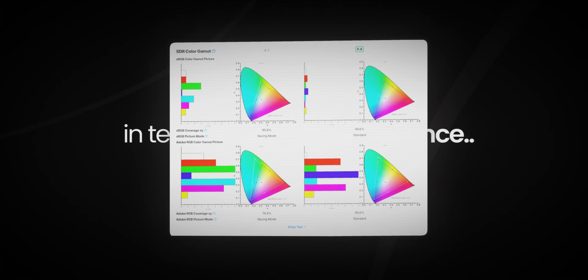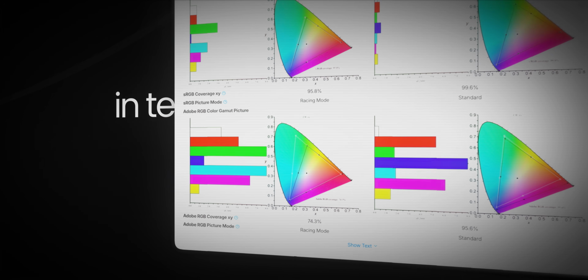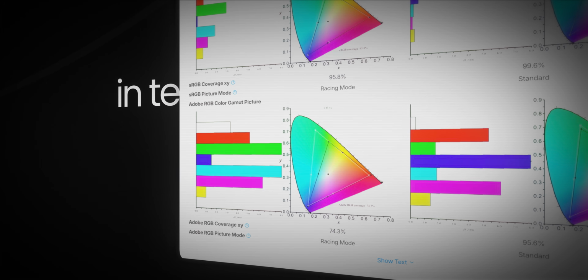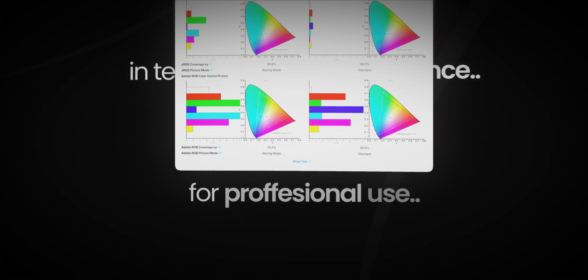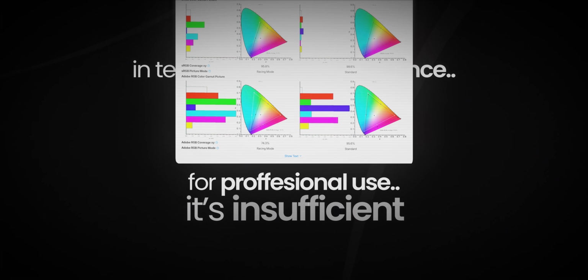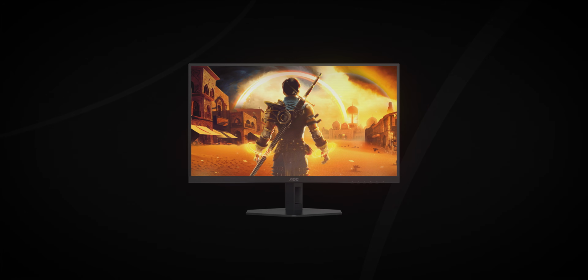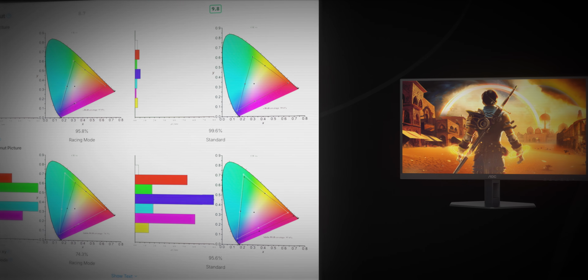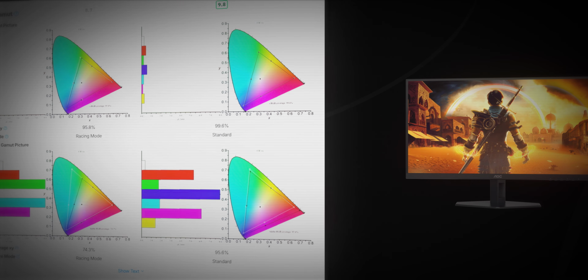When we look at the color coverage values, the ASUS gives 95% sRGB and 74% Adobe RGB results. This isn't bad for an affordable monitor, but when the subject is professional use, it is frankly insufficient. On the AOC side, things are much better. With 99% sRGB and 95% Adobe RGB coverage values, it easily pulls ahead.